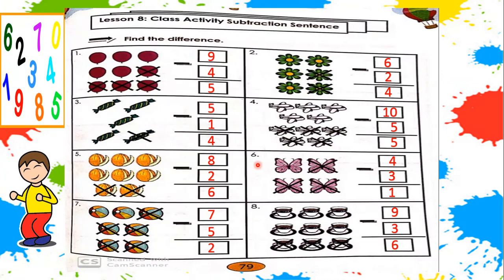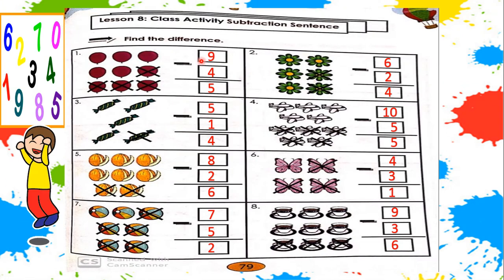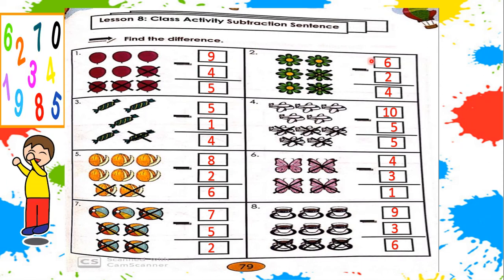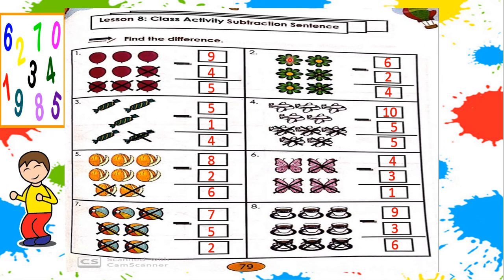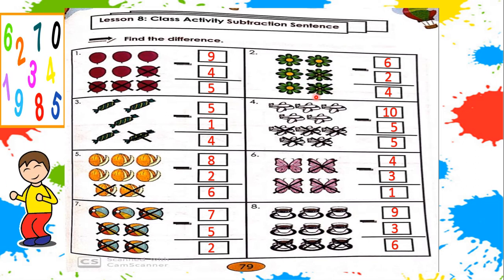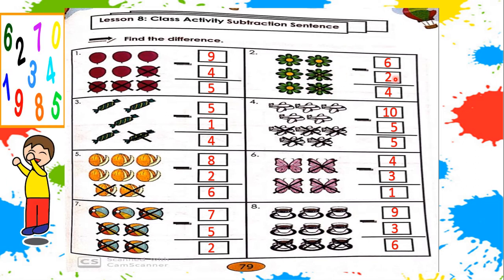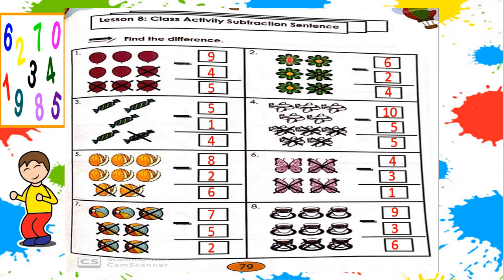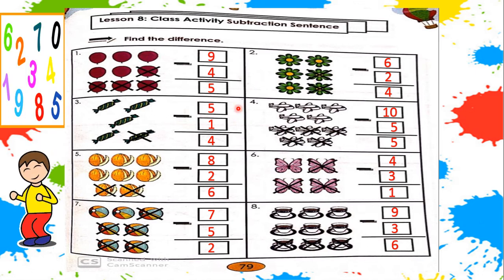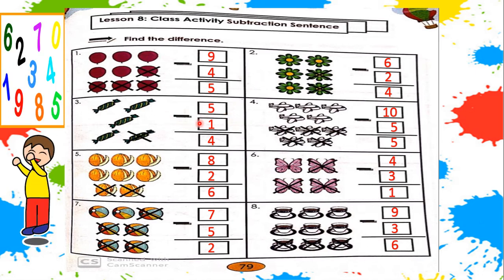Okay, so again we have here 9 minus 4 equals 5. In number 2, you have here 6 minus 2 equals 4. So again, we have here 6 flowers, 1, 2, 3, 4, 5, 6, and we take away 2 flowers. So we have here 2, and we only have 4 flowers left. We have 1, 2, 3, 4. Is your answer correct? Okay, so again, number 3, we have 5 minus 1 equals 4.